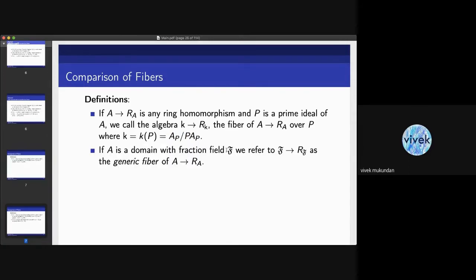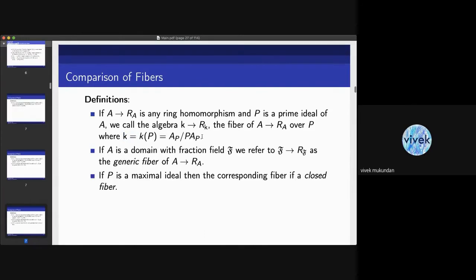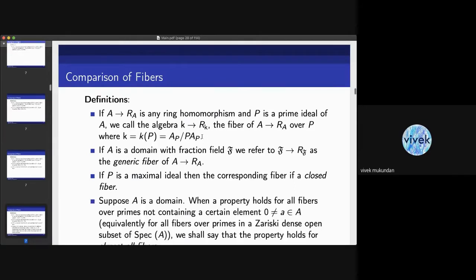If A is a domain and has a fraction field F, then F to R_F is called the generic fiber of A to R_A. So any property you have of the ring can be pushed over to the generic fiber precisely because the original field capital K is faithfully flat over the fraction field F, therefore it can be pushed over to the generic fiber. The challenge is to actually pass over these properties of the generic fiber to the usual fiber. And if the prime ideal happens to be a maximal ideal, then you get a closed fiber.